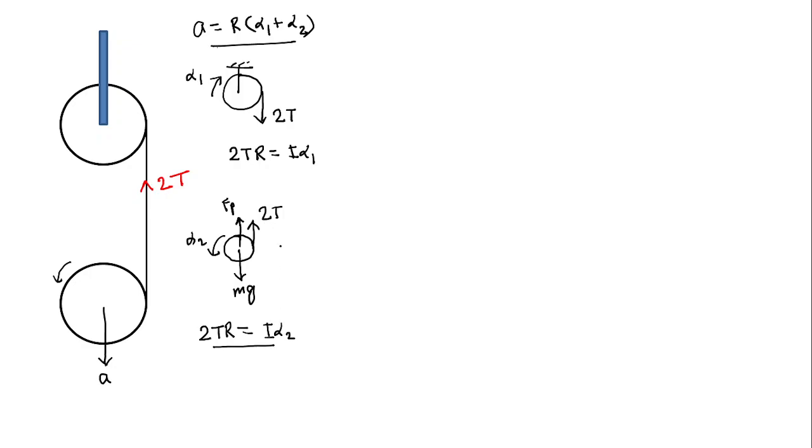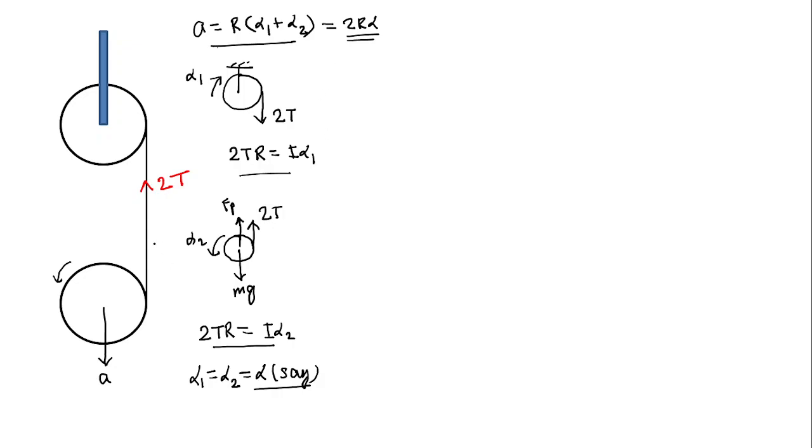From this equation and this equation, it is pretty clear that alpha 1 is equal to alpha 2, both are the same. Let us call this combined angular acceleration alpha only, so as to not get confused between 1 and 2. See how simple it has become. That means we can say A is nothing but 2R alpha. Now we will use it in the later part of the equation.